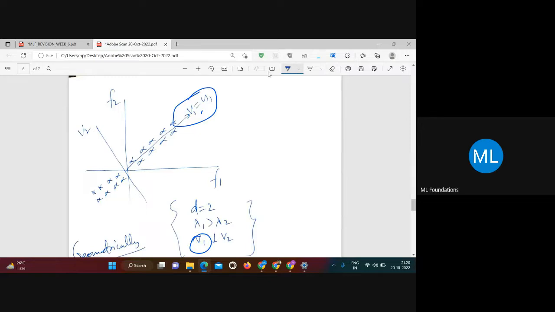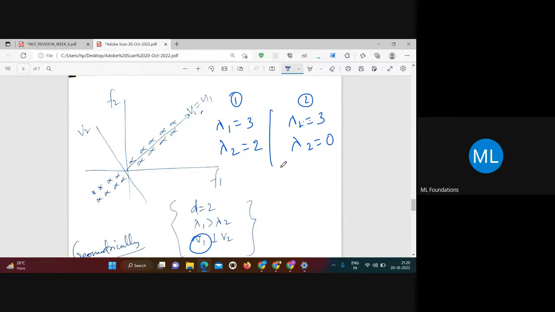So can somebody tell me, for this data set, from both examples, which one is correct? For this data set, lambda 1 is 3 and lambda 2 is 2, or lambda 1 is 3 and lambda 2 is 0. The second one is correct, because it's a clear distinction, and the second direction is not giving any information.